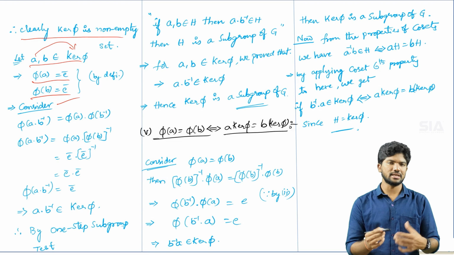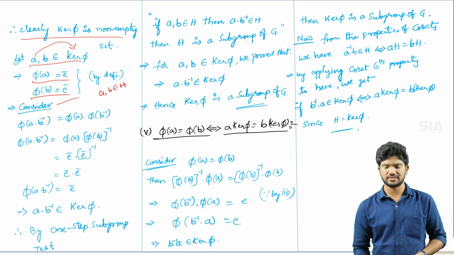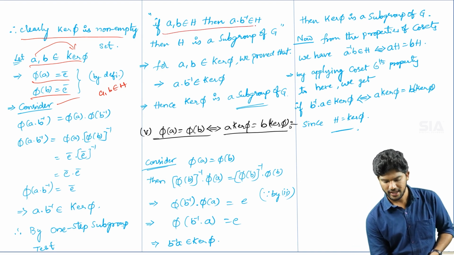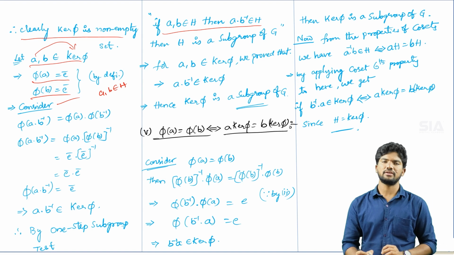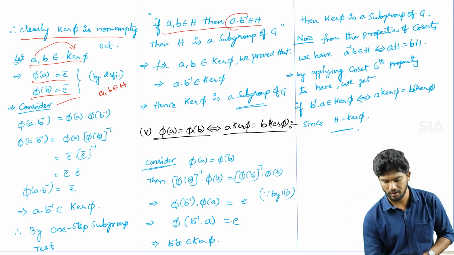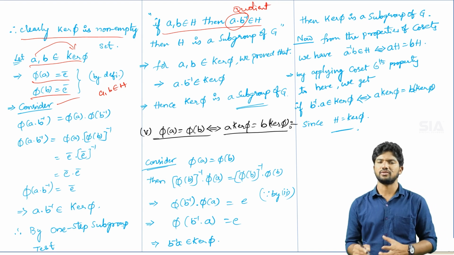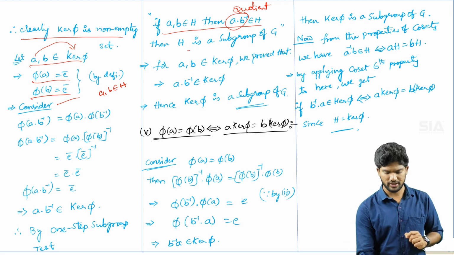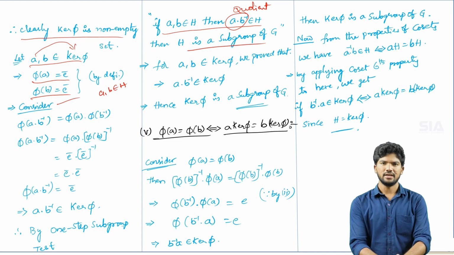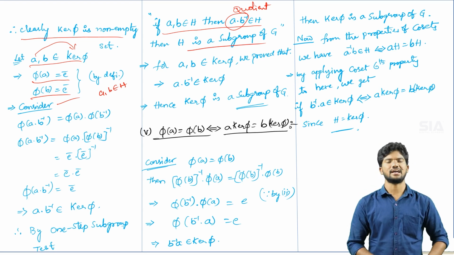According to the one step subgroup test, what is the statement? Whenever you take two elements a comma b belonging to capital H, if their product a into b inverse, which you can call the quotient value, also belongs to capital H, then capital H is said to be a subgroup of capital G. By applying this condition, we are going to prove that the kernel is also a subgroup.